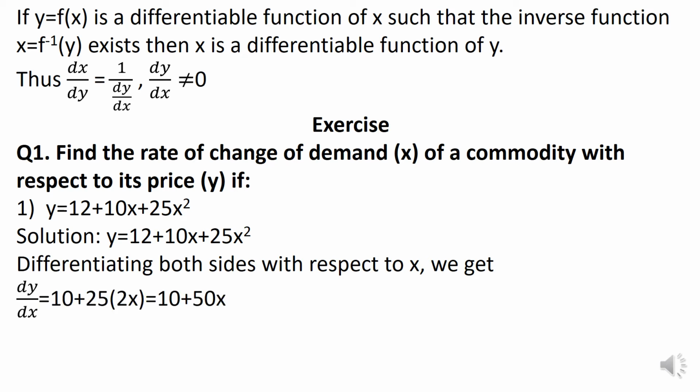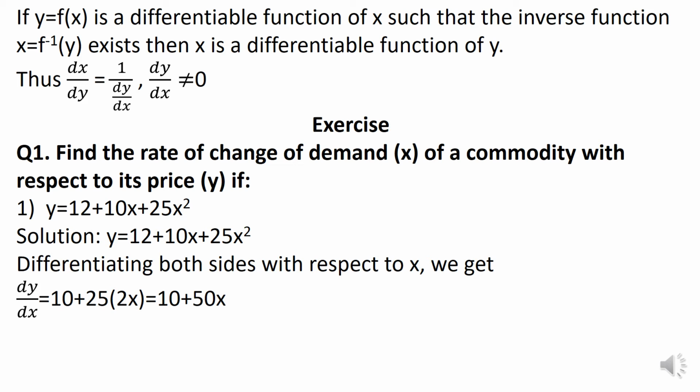So, in this case, dy by dx comes out to be, now the derivative of 12, see the function y. The derivative of 12 is 0 because 12 is a constant. The derivative of 10 into x is 10 into 1 because d/dx of x is 1. So, the answer comes out to be 10. And the derivative of 25x square, it is 25 into 2x because x square can be solved by using the formula x raised to n.